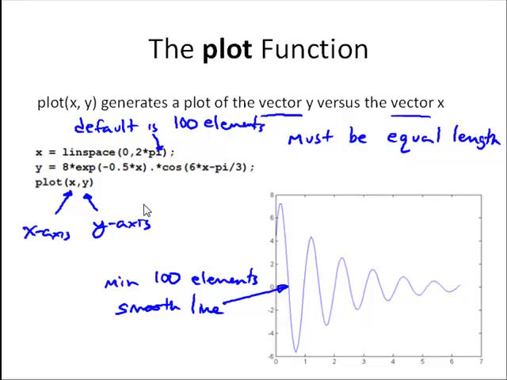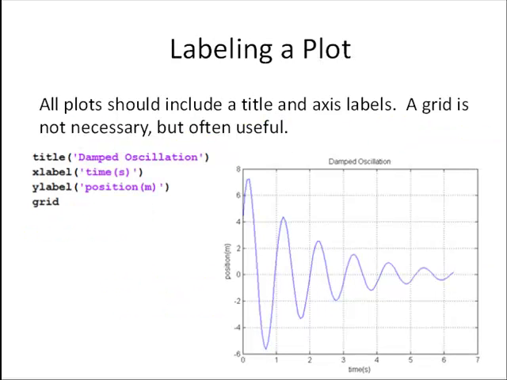So once we've generated that plot, usually we want to label it. At a minimum, we generally should include a title and axis labels. A grid is not necessary, but often helpful. The commands to add that are the title command, xlabel command, ylabel command, and grid command. And the basic format for using title, xlabel, and ylabel is just to enter your title as a string in the argument. We call that a string since it's in single quotes.